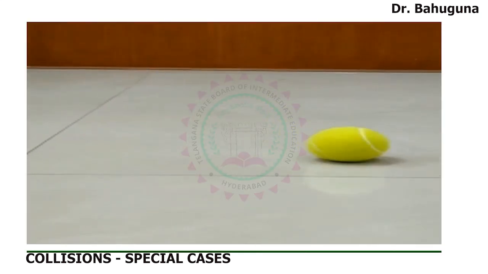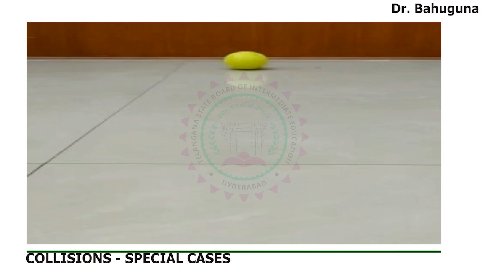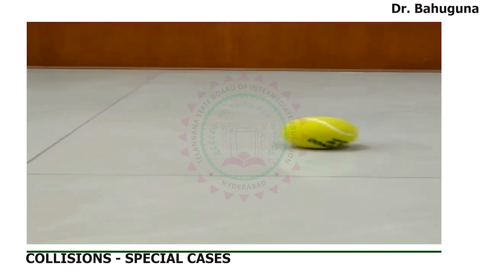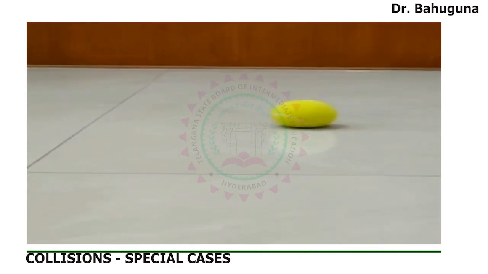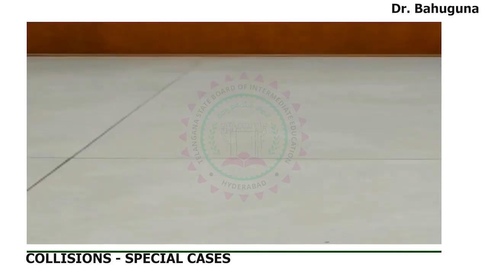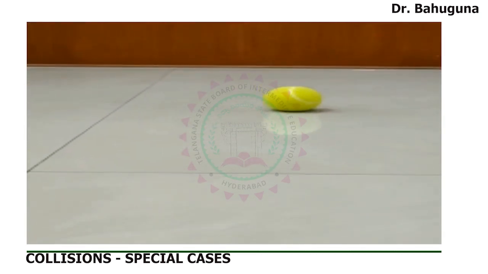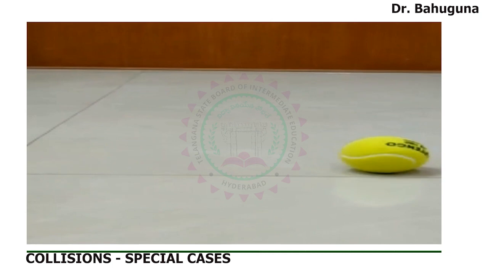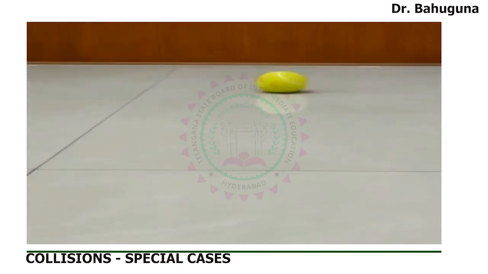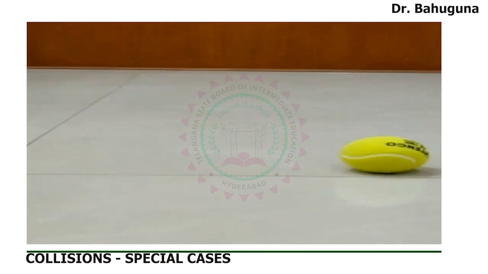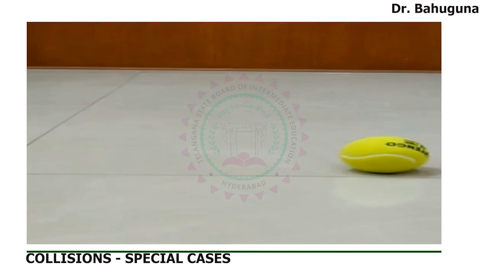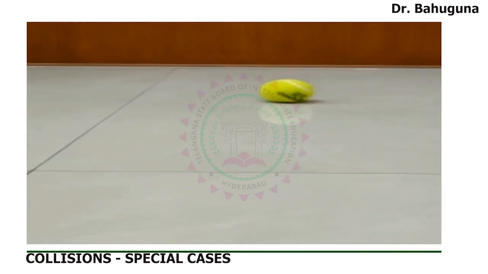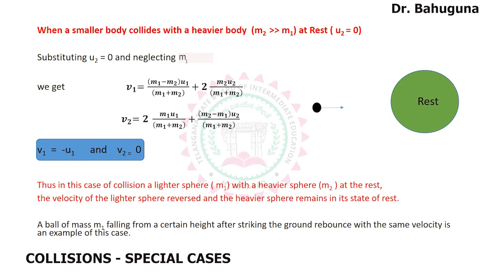Here you see, a lighter body is hitting a heavier body at rest. What is happening? The heavier body will still be at rest, but the lighter body is bounced back with the same velocity. Here the ball, a lighter body, is hitting a wall at rest. What is happening to the wall? Nothing happens. It is still at rest, but the ball comes in the opposite direction with the same velocity. That is demonstrated here, and we want to show it mathematically also.